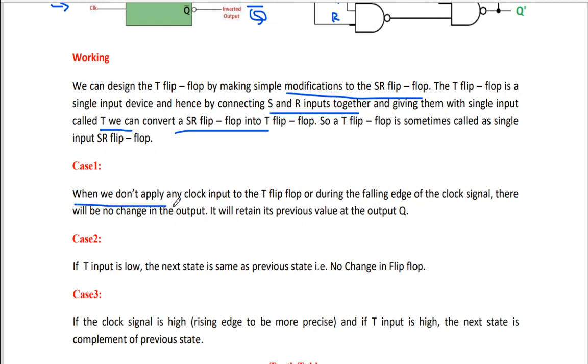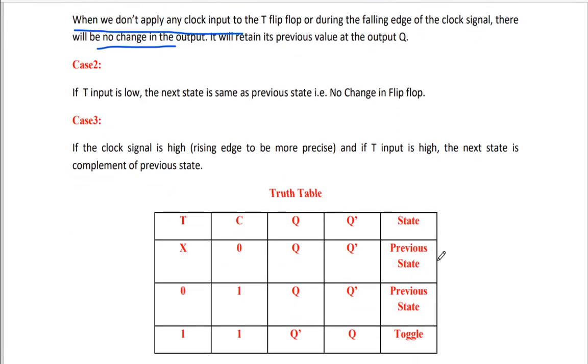When we do not apply any clock input to the T flip-flop, or during the falling edge of the clock signal, there will be no change in the output. So when we don't apply a clock signal, whatever the input value of T might be, either 0 or 1, the output on Q and Q bar remains the same, and we call that state the previous state. Okay, we have the previous value at the output Q.